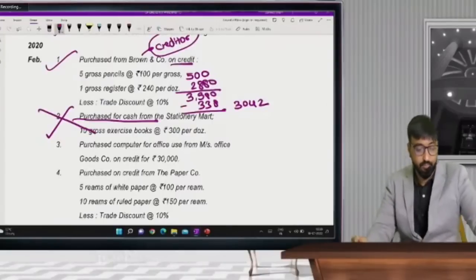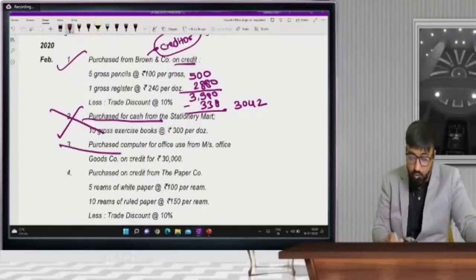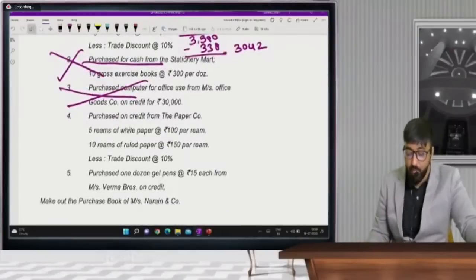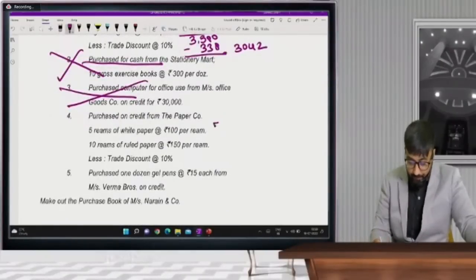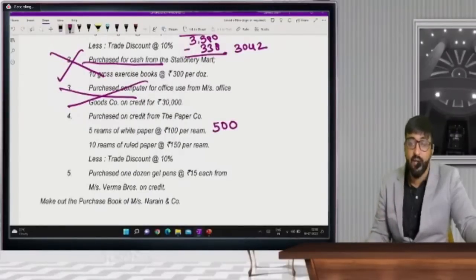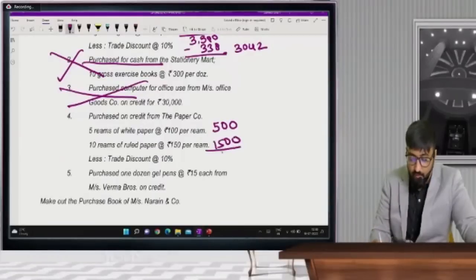Next. Purchase computer for office use. Don't record. Purchase on credit from the paper company. 5 reams of white paper, 100 rupees per ream. So 100 rupees into 5 reams. And 10 reams of 150 per ream. So 1,500.